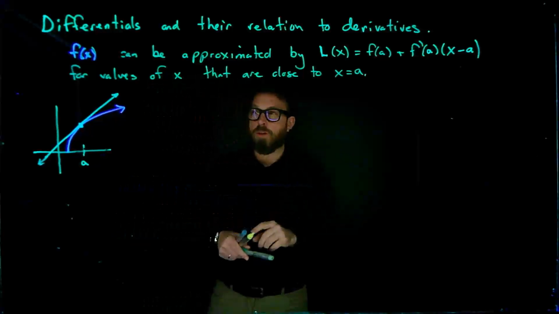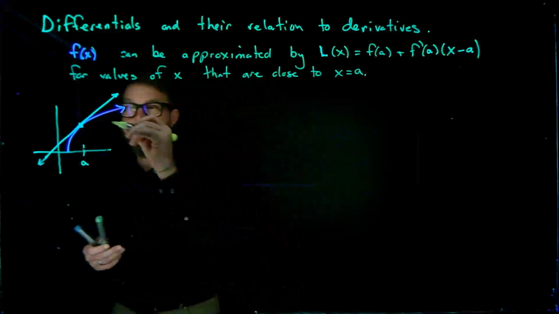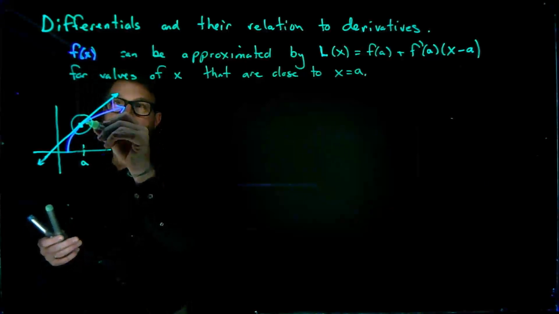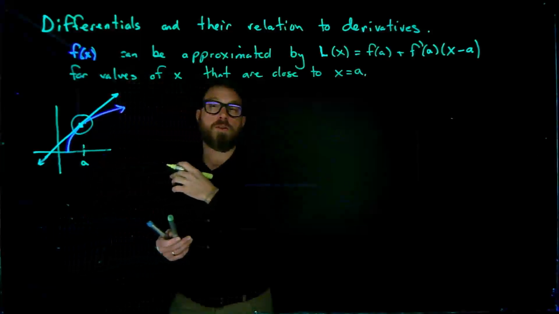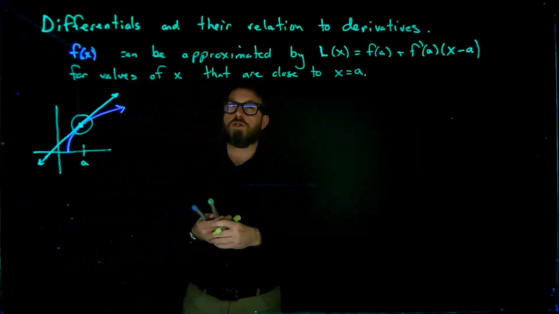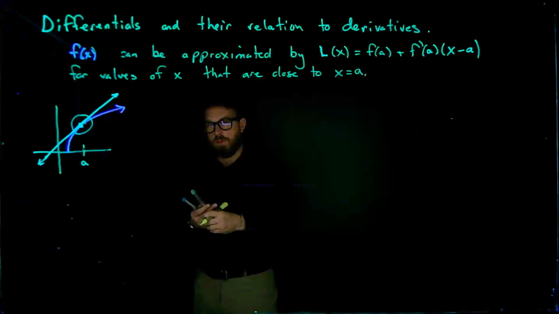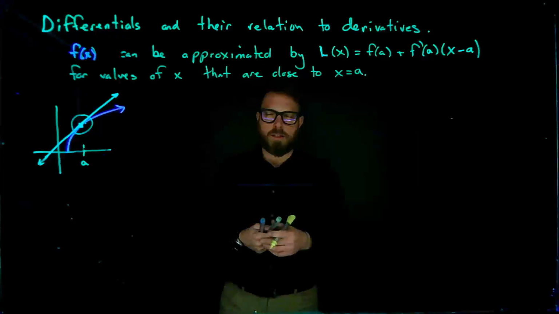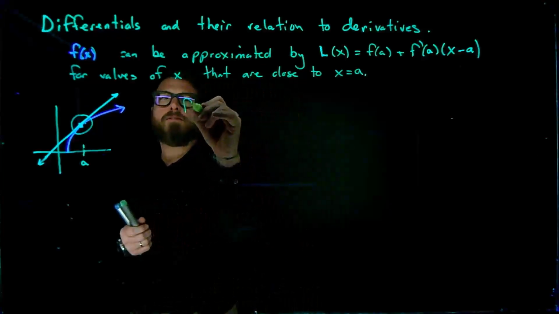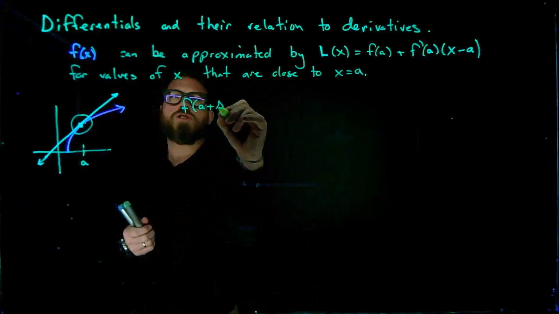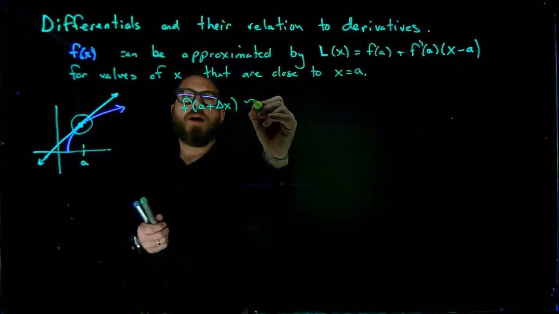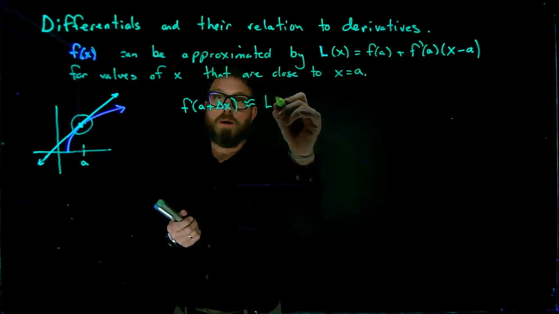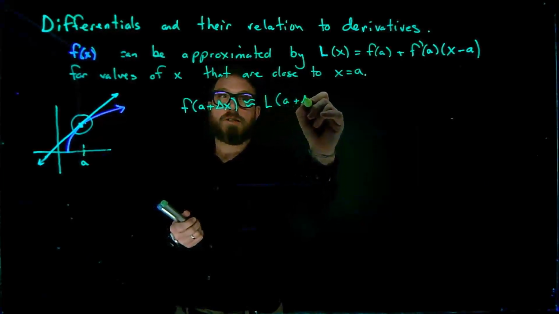Now, as long as I'm really close to this value x equals a, as long as I'm centered around here, the values of the linear approximation and the values of the blue curve will be very, very similar. So this really extends to finding differentials and why the formula is the way it is. So what we know is that f of a plus your change in x can be approximated by L of a plus your change in x.